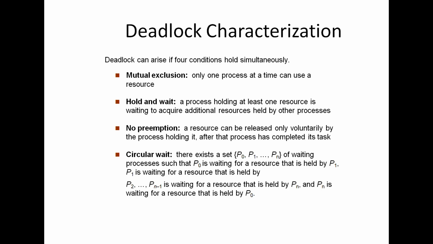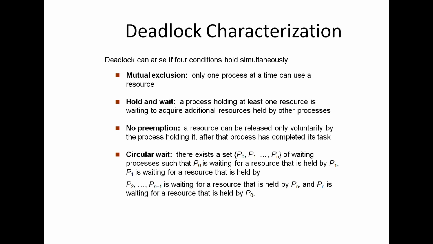So when may we get a deadlock? Deadlock can arise if these 4 conditions hold simultaneously. If these 4 conditions hold simultaneously, then there is a possibility of deadlock. What are the 4 conditions? They are mutual exclusion, hold and wait, no preemption, and circular wait. These are the 4 conditions. I'll explain them one by one.